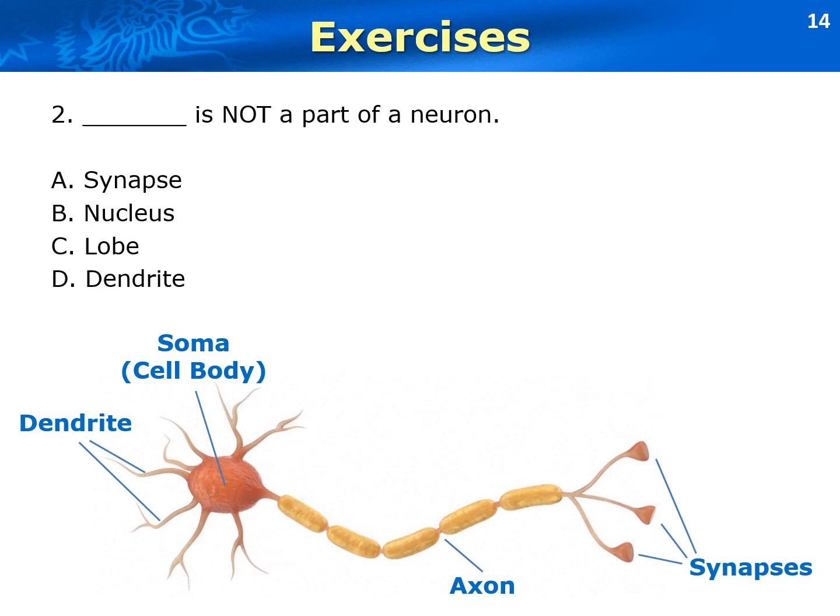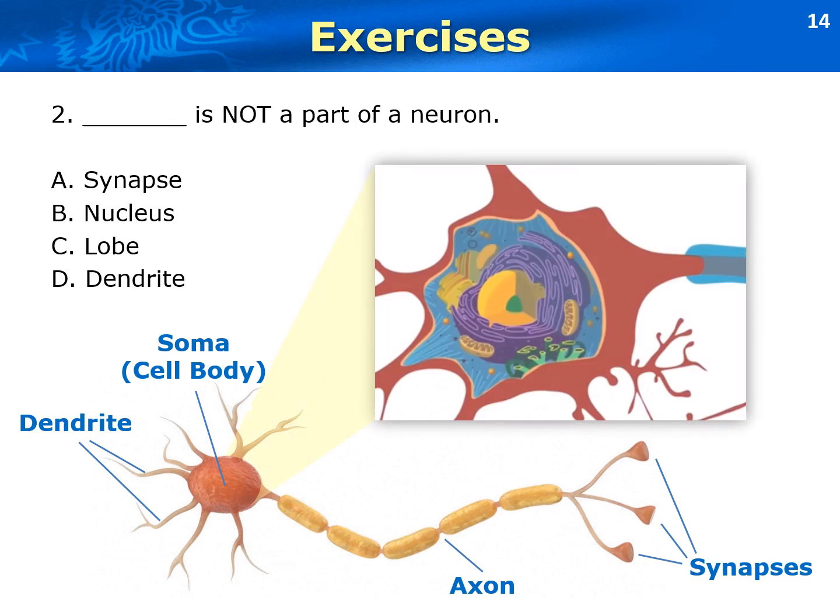In the soma, there is a ball in the center, called nucleus, where most DNA is located. Thus, nucleus is also a part of a neuron. C is the correct answer.